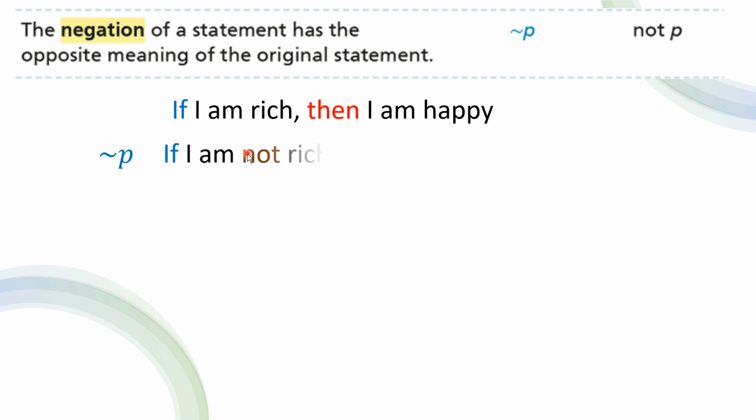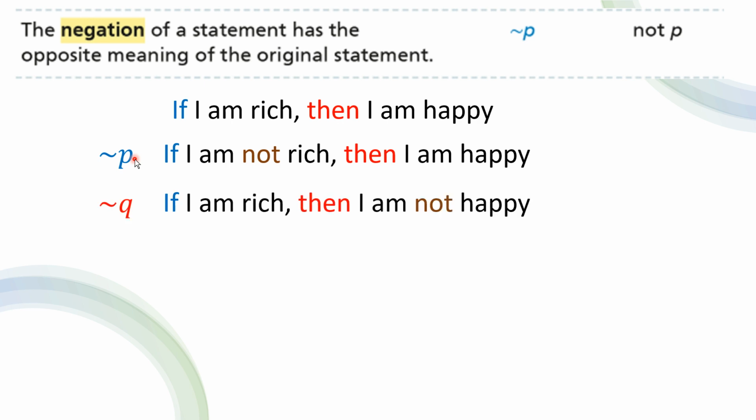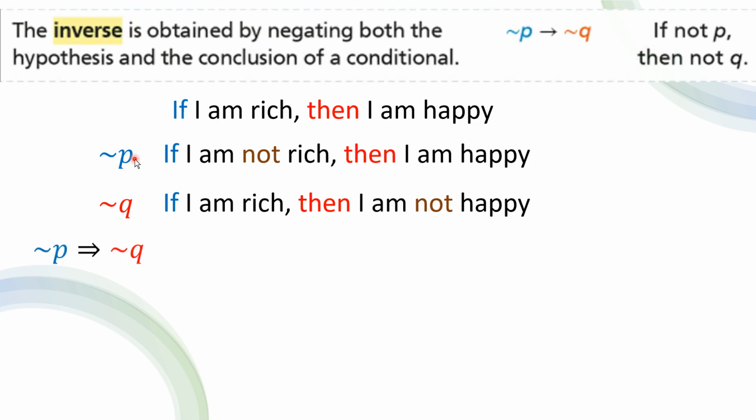So if we're just negating P, if I am not rich, then I am happy. That's just negating P, which is possible. Negating Q, if I'm rich, then I am not happy. That was more like my great aunt in the Santa Rosa area. Then there's not P implies not Q.